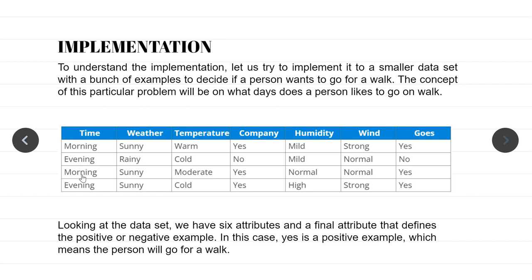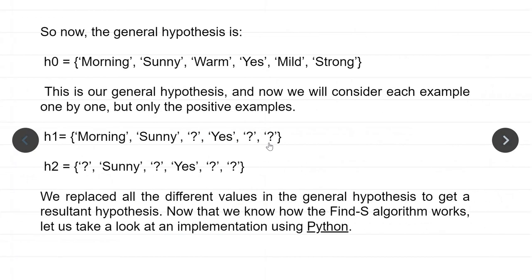Morning matches with morning, so no changes are made. Sunny matches with sunny, so no changes are made. Warm does not match with moderate, so it is replaced with a question mark. Yes matches with yes, so no change. Mild does not match with normal, so it is replaced with a question mark. And strong does not match with normal, so it is again replaced with a question mark. This is the hypothesis value obtained.